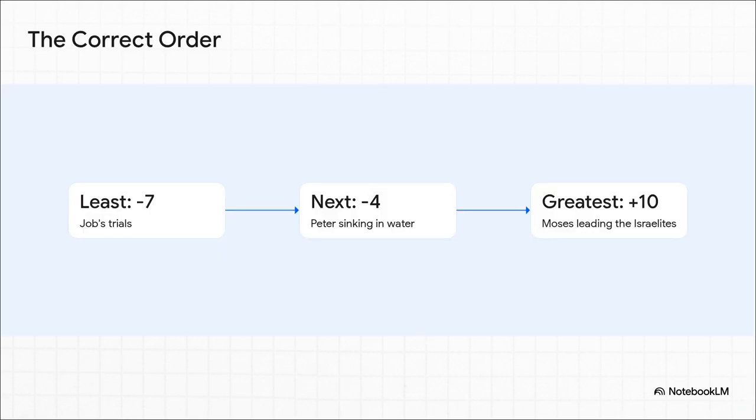And here we go. The correct order starts with the least value, the one that's furthest to the left. That's Job's trials at -7. Then moving to the right, we hit Peter sinking at -4. And finally, way over on the positive side, the greatest value is Moses at +10.